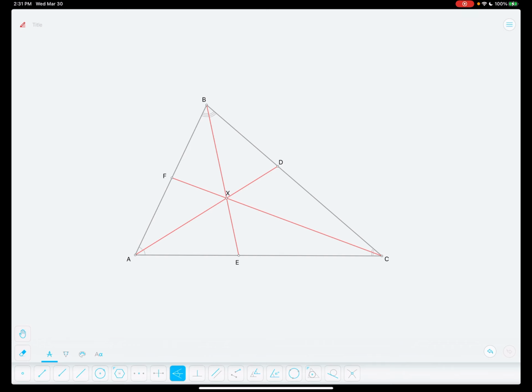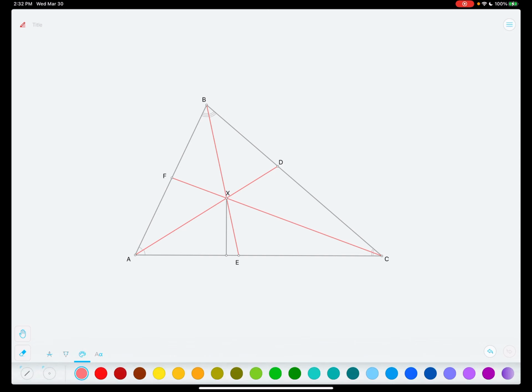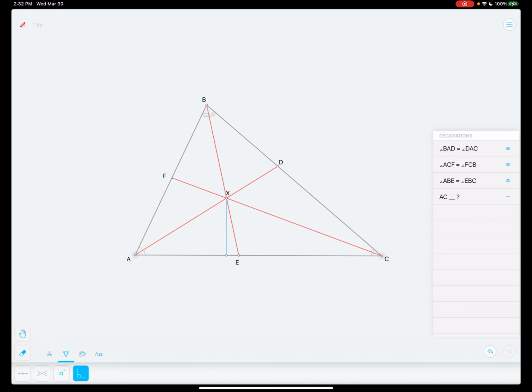So if I want to find the shortest distance between point X and segment AC, what I want to do is I want to find the line that is perpendicular to my line AC going through point X. So that's what I've just created. And if we look over here, these two lines are intersecting at 90 degrees. So the shortest distance between AC and X, it goes between P and X. I'm going to label this as G.